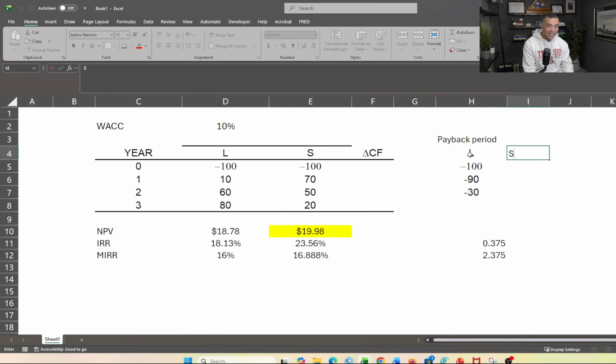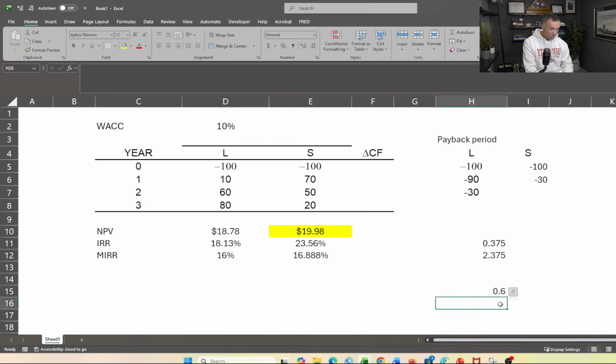Let's do project S. At time 0, we're down negative 100. Here, I'm going to take that negative and I'm going to say plus. We're getting paid the 70. We're still down negative 30, but if you notice that 50 is greater than 30, so we're going to pay it off within that year. So it's going to be less than 2, but greater than 1 year. So what I want to do down here is I'm going to take, well, I still owe 30. I'm going to divide it by the 50. So we paid off within 0.6 of the year. So what is that going to be here?